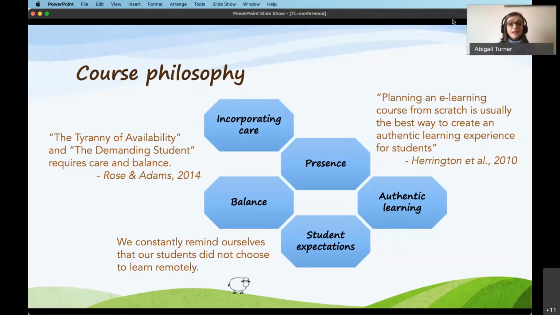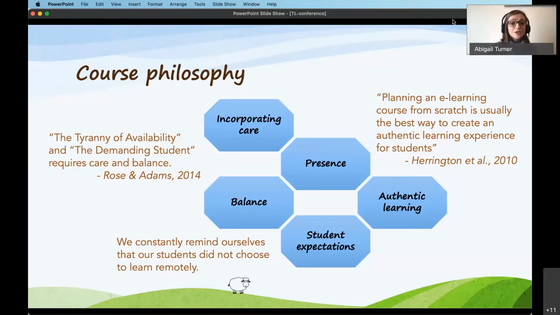So while we made ourselves present, we also had to consider balancing that presence in our course design. A quote we liked that described this was by Rose and Adams, who said, "The tyranny of availability and the demanding student requires care and balance." Although we did not find our students to be demanding, we as instructors had to be aware with the remote course that it can be easy for us to fall into a kind of habit of 24-hour presence. So when we were designing our course, we had to balance our presence with the students, but still provide care by responding to them in a timely manner. And it also helped that there were two of us to be able to balance that presence.